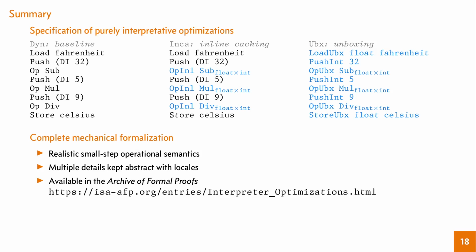Our formalization was mechanized in Isabelle, where we specified a realistic small-step operational semantics for all of these 3 languages, while still trying to keep multiple details abstract through Isabelle's locale mechanism. The formalization will be available under this URL in the next version of the Archive of Formal Proofs, which should be released in a few weeks from now. For the impatient, there is a direct link to the development version in the paper.